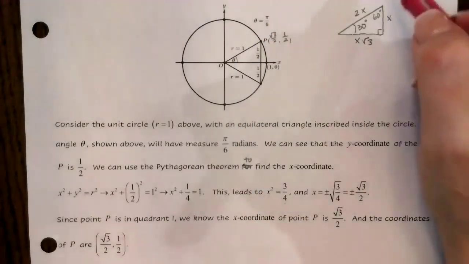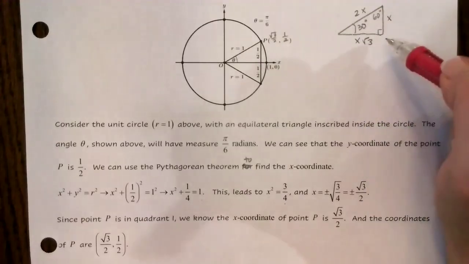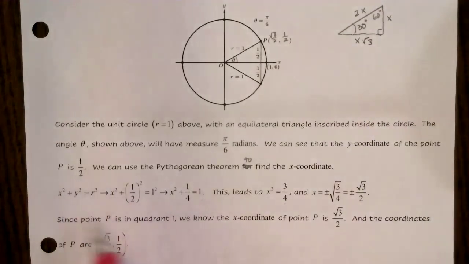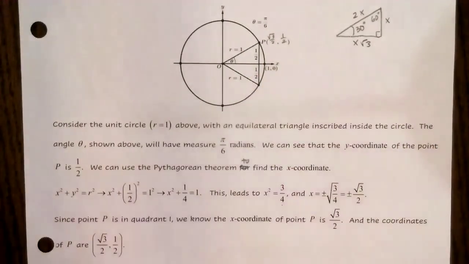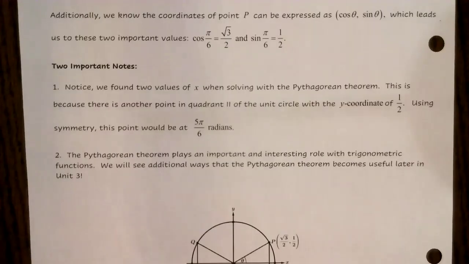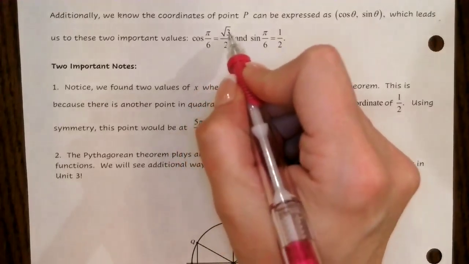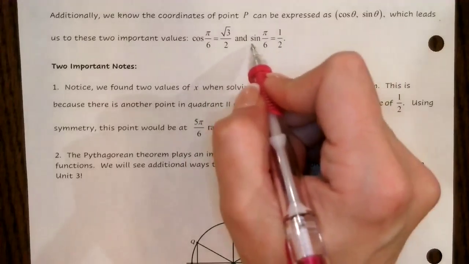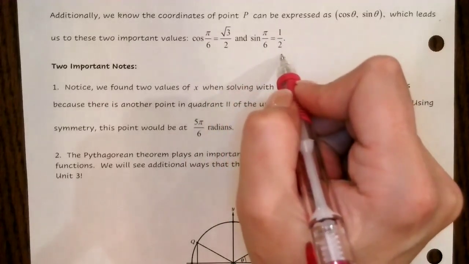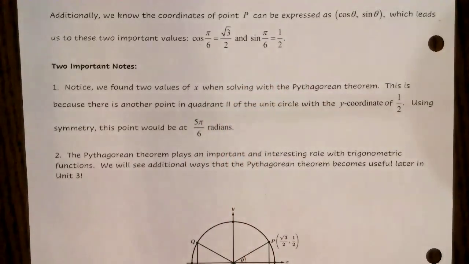We've kind of showed you both ways. Here's the 30, 60, 90 triangle that you learned in geometry. Here's using Pythagorean theorem, but that is definitely the point for pi over 6. Since we said cosine of theta is x and sine of theta is y, we know then that cosine of pi over 6 is going to be the square root of 3/2, and the sine of pi over 6 is going to be 1/2.